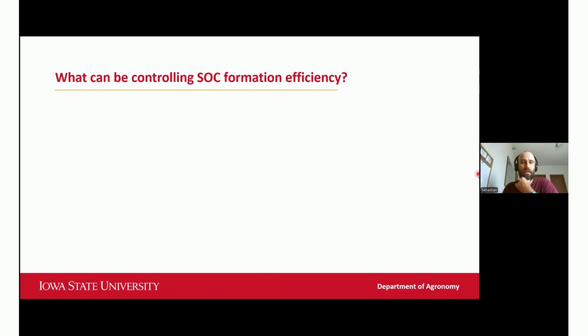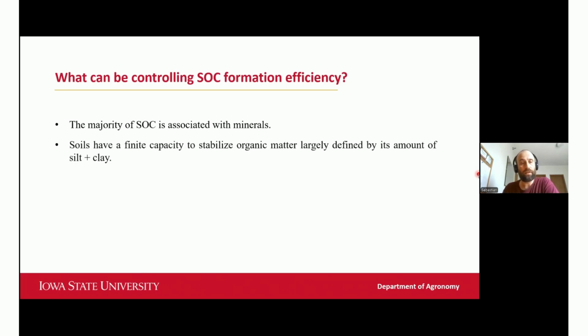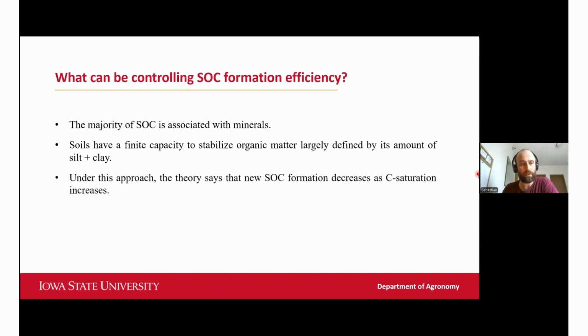But I said that the formation efficiency was quite variable. So what can be controlling the soil organic carbon formation efficiency? Well, the majority of the soil organic carbon is associated with soil minerals. So soil has a finite capacity to stabilize organic matter, largely defined by its amount of silt plus clay. So under this approach, the theory says that new soil organic carbon formation decreases as carbon saturation increases.